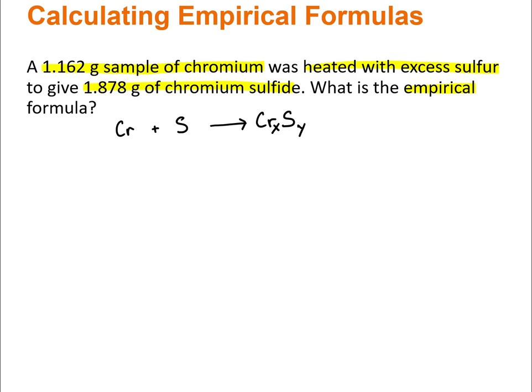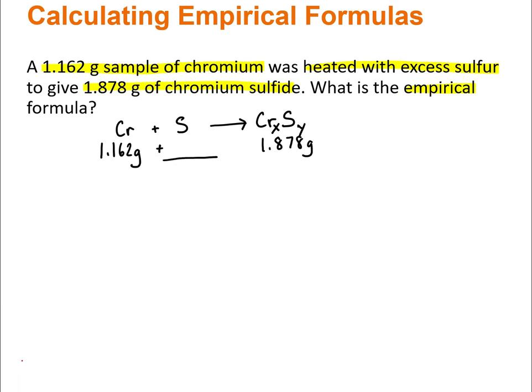I'm also given information about how much of my reactants. I've got 1.162 grams of chromium. It reacts with some unknown amount of sulfur. We've got a lot of it around, but only a small part of that excess sulfur reacted with the chromium. The mass of my product is 1.878 grams.